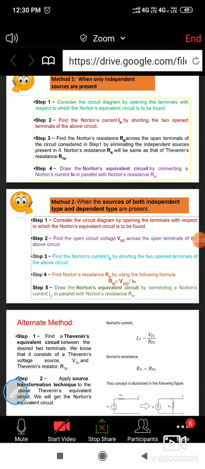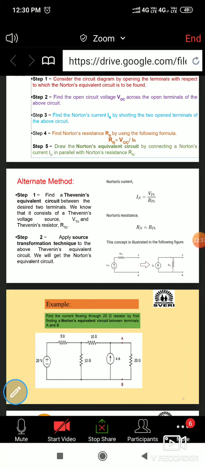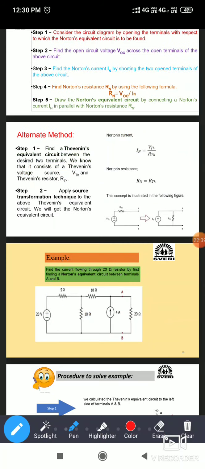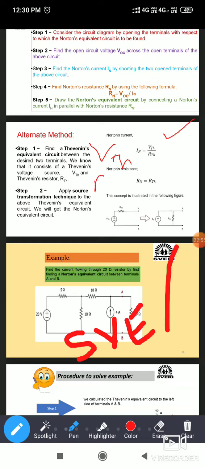Now next one, we will see the alternate method. Alternate method means: suppose you are not confident about Norton's theorem, but you know Thevenin's theorem very well. Then you can apply Thevenin's theorem. Apply Thevenin's theorem. In Thevenin's theorem what do we find? VTH and RTH. So find VTH and RTH. Then you will get Thevenin's equivalent circuit.